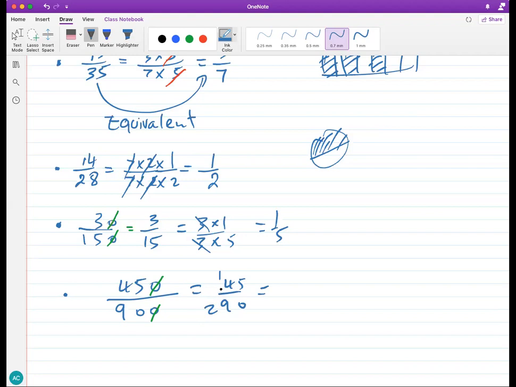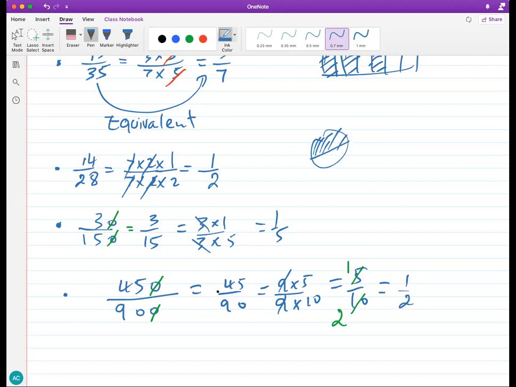That's probably the fastest way, but you can still do 9, as you said: 9 times 5, and 9 times 10. You can cancel the 9s. You get 5 over 10, which we can also reduce by 5. 5 goes into 5 once, and 5 goes into 10 twice. 1 over 2 is the final answer.